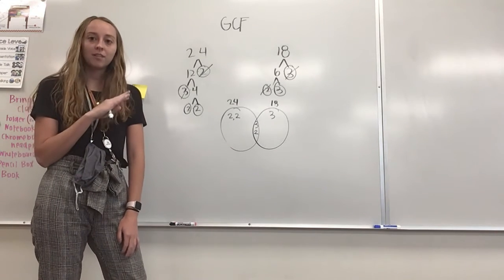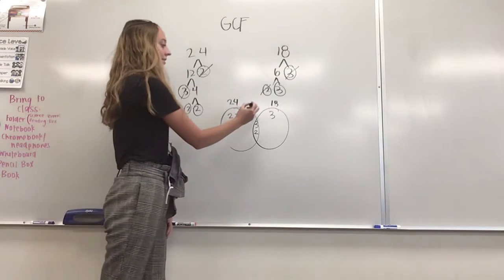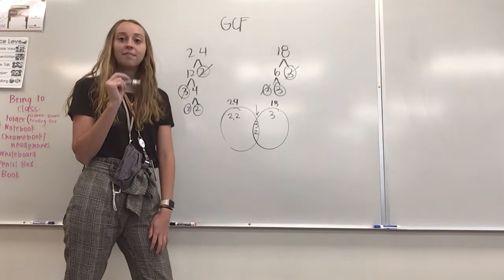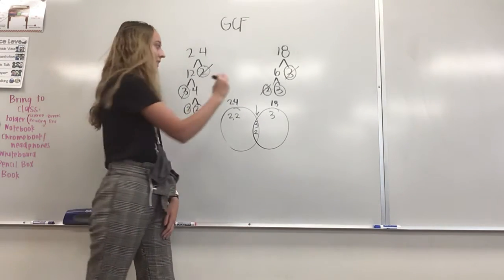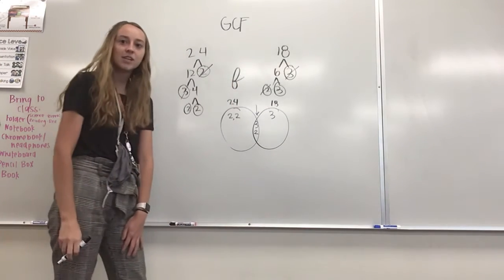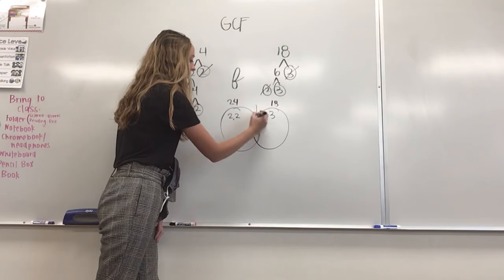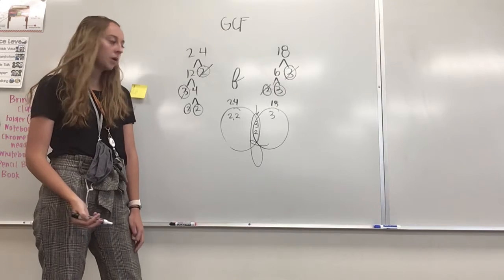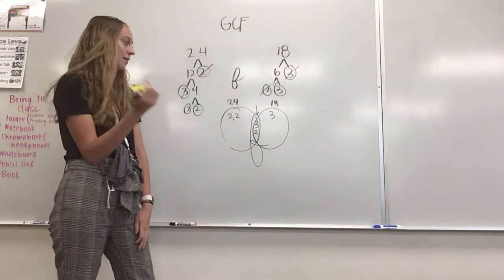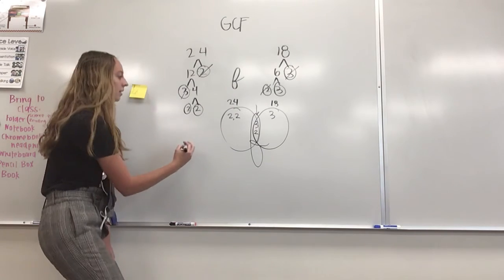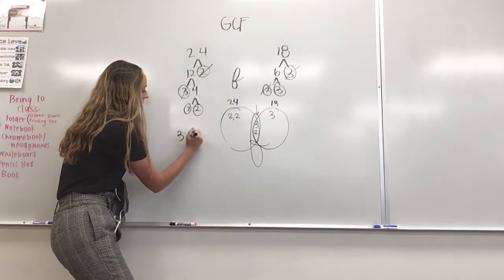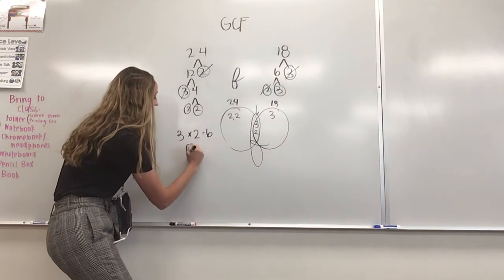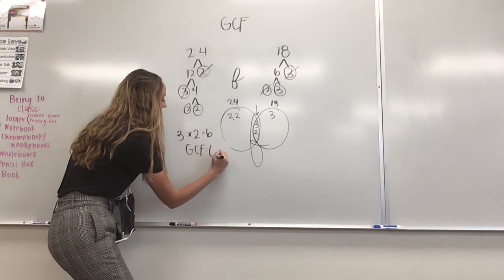Now, when we're finding greatest common factor, we only care about the numbers in the middle. A way you can remember that is an F in cursive looks like this. So if I do an F, it only covers the middle. Okay, so I'm only going to worry about the middle, and all I need to do is multiply them together. So right over here, 3 times 2 equals 6. So my greatest common factor is 6.